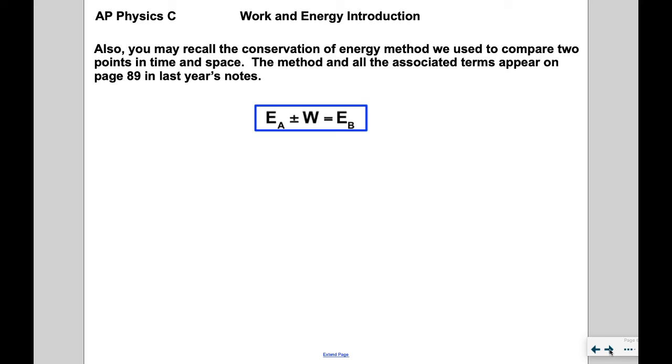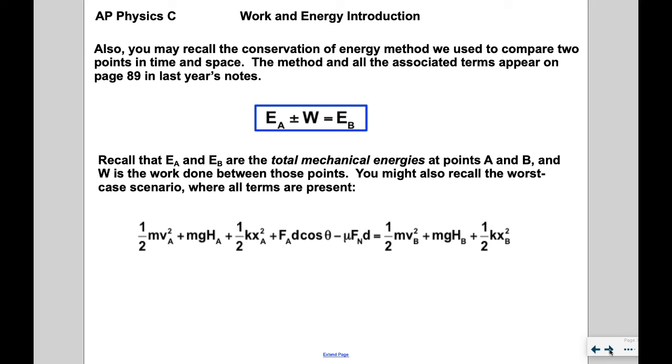So the way we looked at this last year, we looked at two locations in time and space, point A and point B, and we said that the energy at A, plus or minus the work done, equals the energy at B. Now this, of course, energy at A and energy at B are the total mechanical energies at points A and B. So the total combination of kinetic energy, gravitational potential energy, and elastic potential energy, if they all exist, could conceivably be different at points A and B.